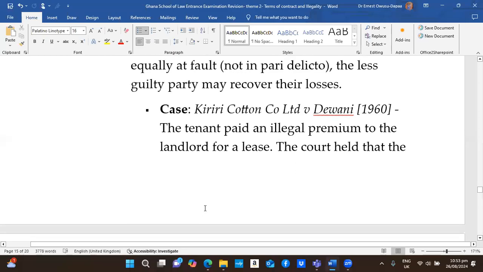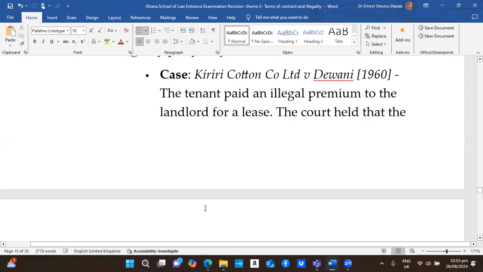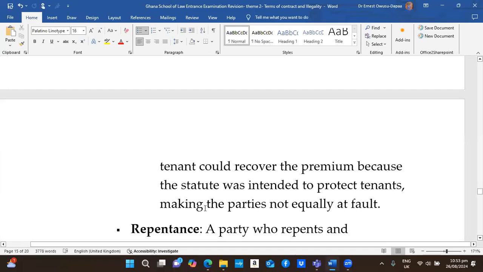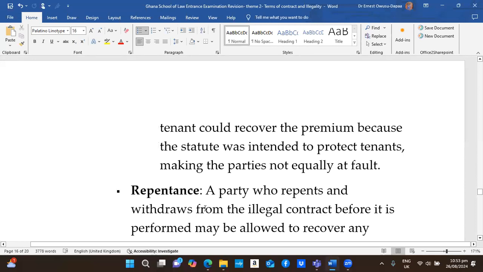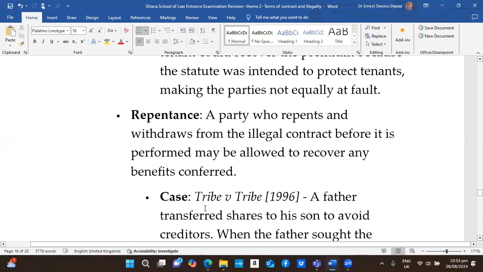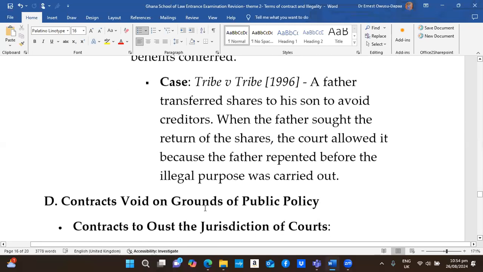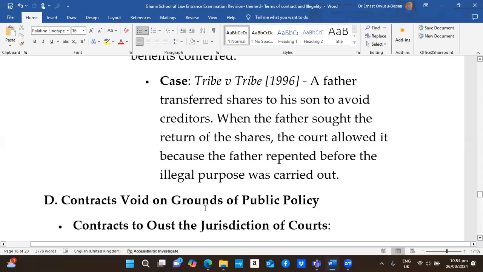And you remember the case of Kiriri Cotton against Dewani? And again, where there has been a change of mind and heart, what we call locus poenitentiae, where there has been a repentance, a party to an illegal contract repents and withdraws from the illegal contract before performance, then he or she will be allowed to recover because of the change of mind, because of the locus poenitentiae, the repentance. So cases like that and so on.